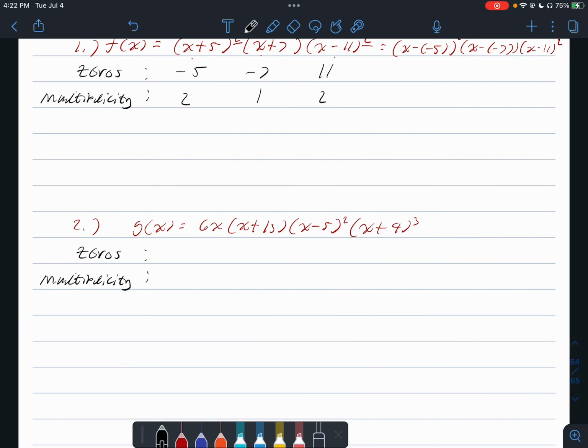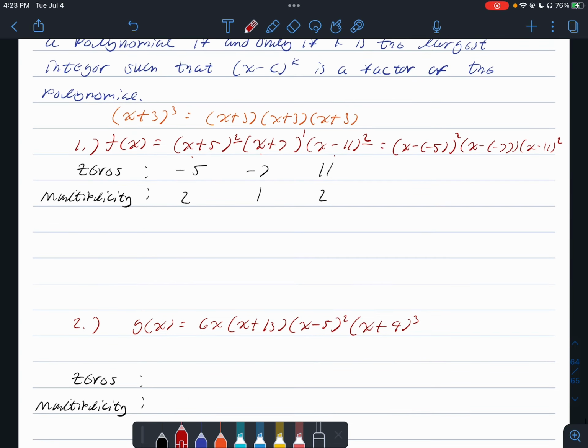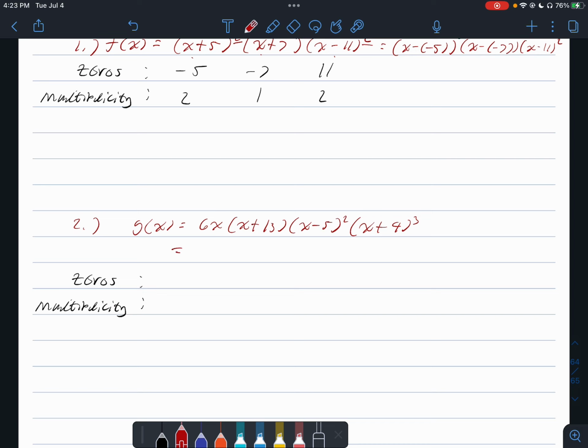We have g of x is equal to 6x times (x plus 13) times (x minus 5) squared times (x plus 9) to the third. Let's rewrite this so we can get them all of the form (x minus c). We're going to leave the 6 out front alone. That doesn't have anything to do with any of the zeros or multiplicities. But if we have just an x here, we can write this as x minus 0. Or if you had x squared, you would do (x minus 0) squared. But in this case, we just have x, so we'll have x minus 0.